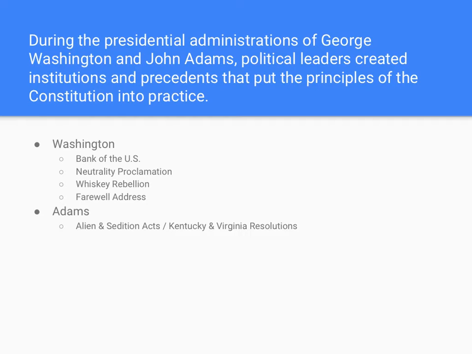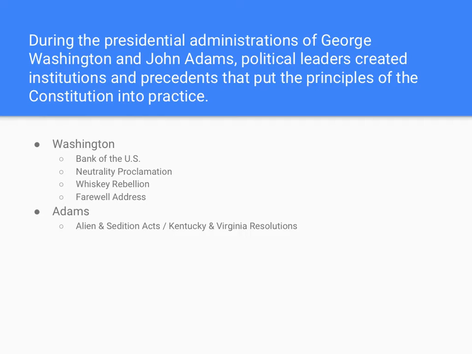But the way that this set a precedent was that it confirmed the executive branch's ability to steer foreign policy. The Constitution gives the president the ability to create foreign policy through the State Department and through his own decisions. And so Washington's neutrality proclamation and farewell address confirmed that idea that the executive ought to be the number one in making foreign policy decisions.